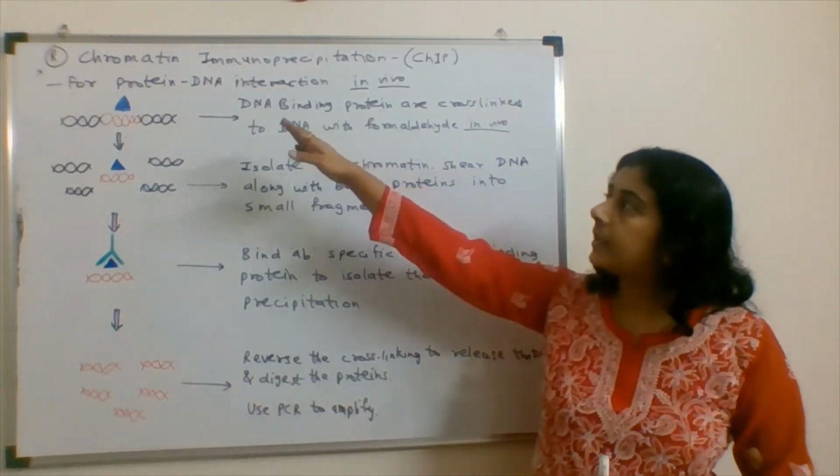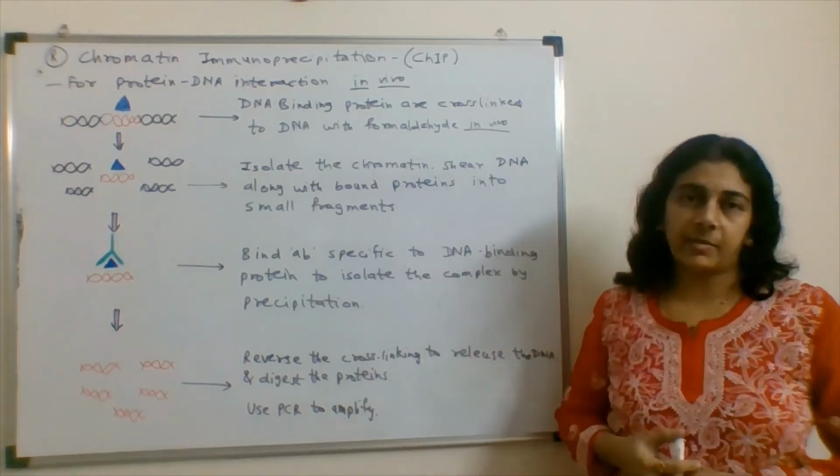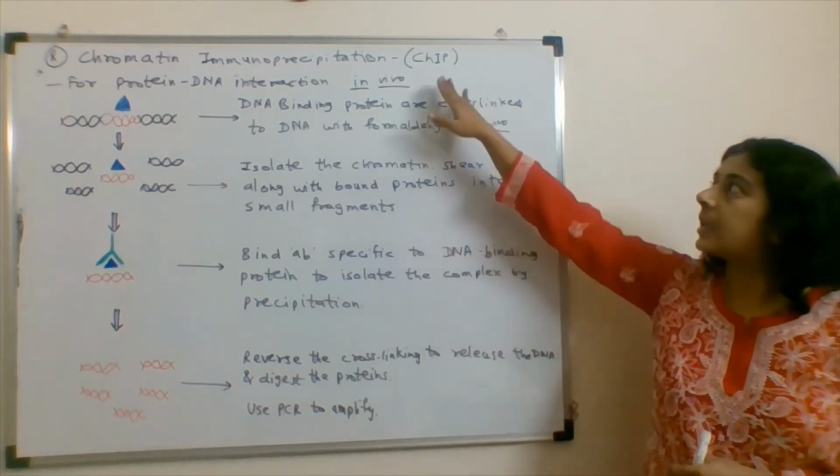So the next technique is chromatin immunoprecipitation. This is also known as ChIP.